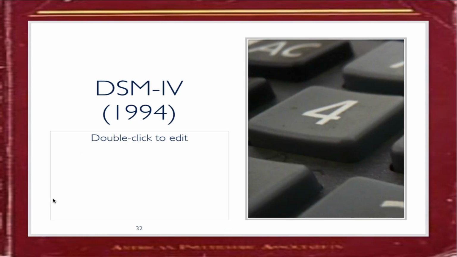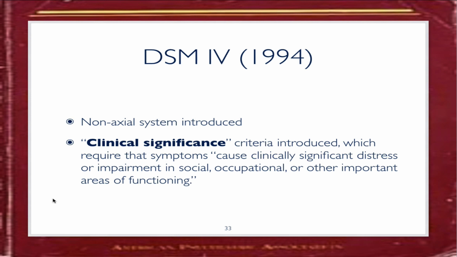DSM-4 came out in 1994. That non-axial system was introduced that we're using currently. And one of the big complaints about DSM-3 and 3R was that everything sounded like it could be a psychological disorder. And in DSM-4, you could only diagnose a thing as a psychological disorder if the symptoms produce a clinically significant distress in the individual or impairment in their social, occupational, or other important areas of functioning. And you'll see this in every diagnosis in the DSM, this importance of distress and or impairment.